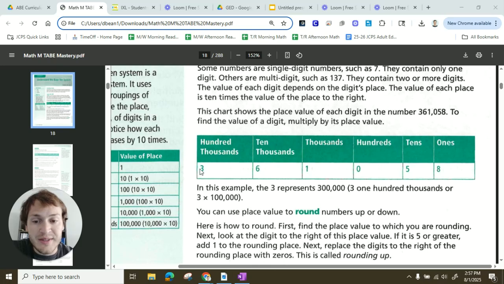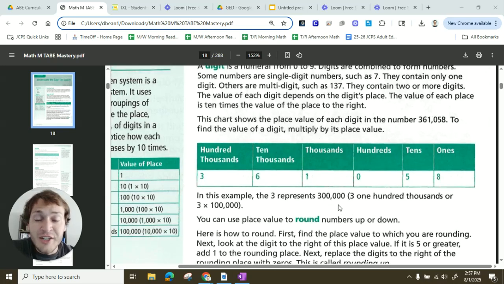For example, this right here is 361,058, right? Each digit in this number falls into a certain place value. And each place value has its own name, right? So the 8 is in the ones place. The 5 is in the tens place. So when I say 5 is in the tens place, that really means that 5 actually stands for 50, right? It means we've got 5 tens. 5 times 10 is 50, right?